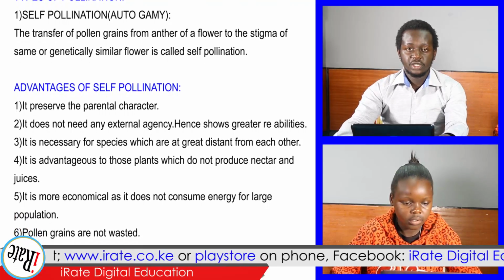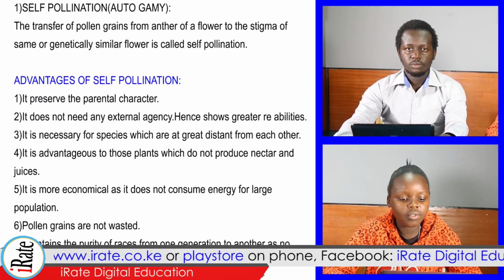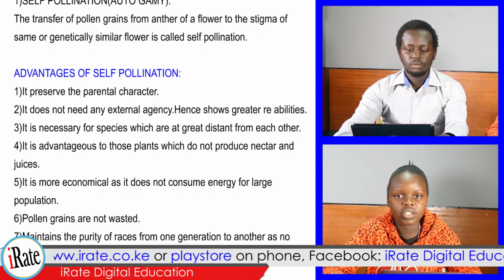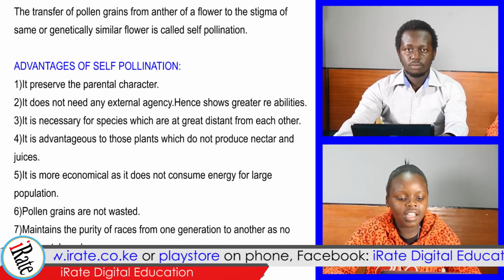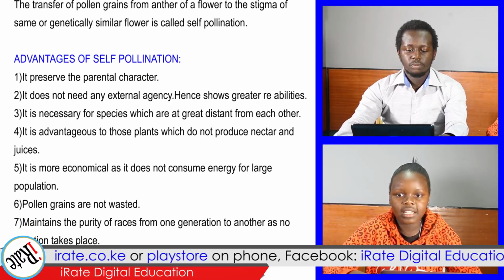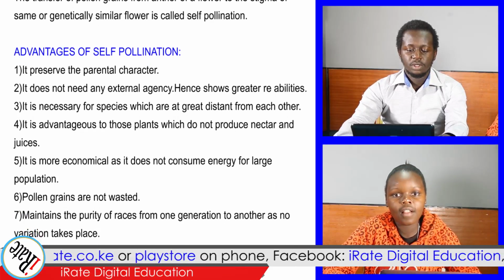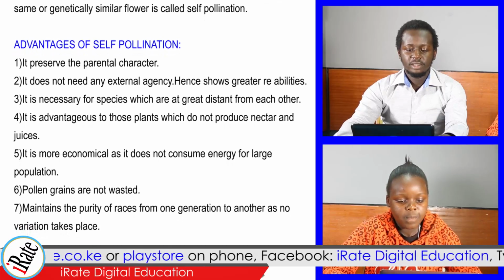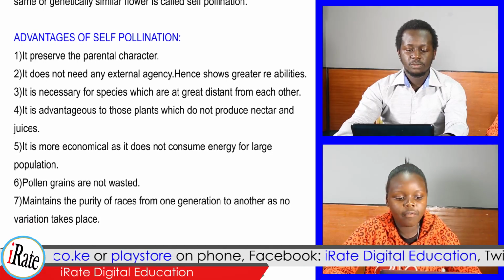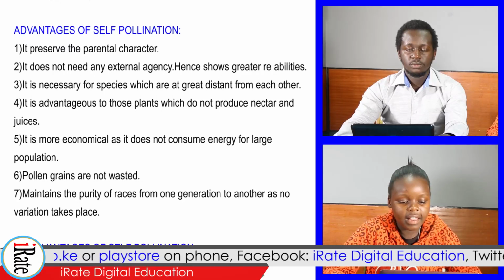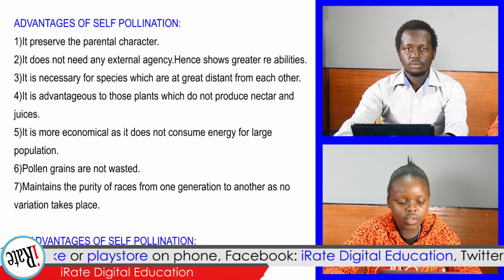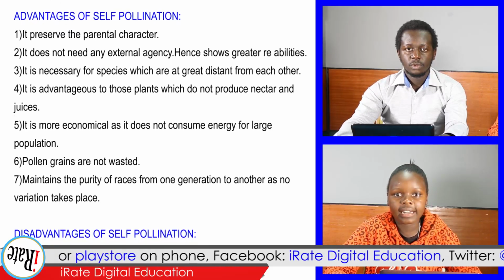Disadvantages of self-pollination include: 1. The useful characters cannot be introduced. 2. The undesirable characters do not eliminate. 3. The offspring are readily susceptible to diseases. 4. It does not reveal any variability, so they may fail in long run.